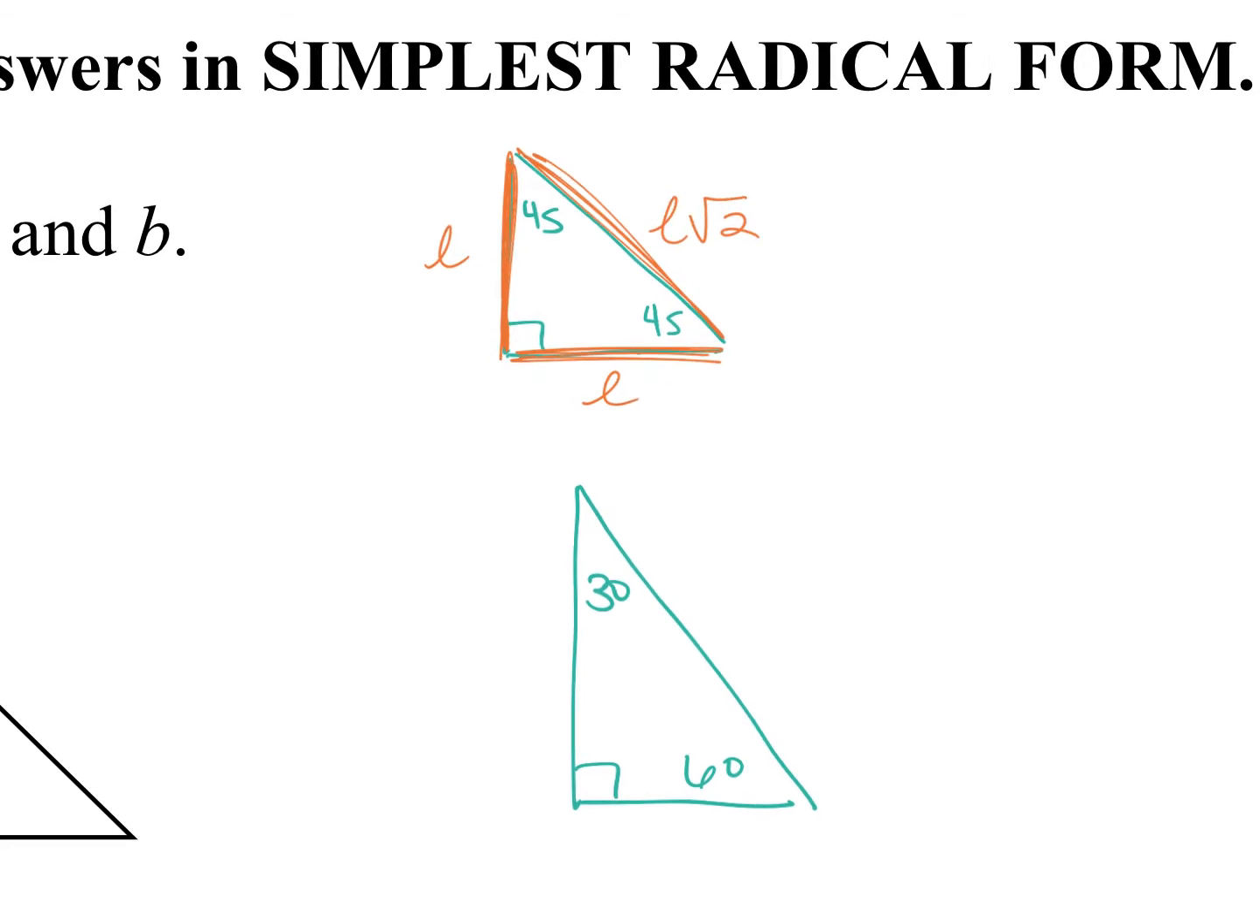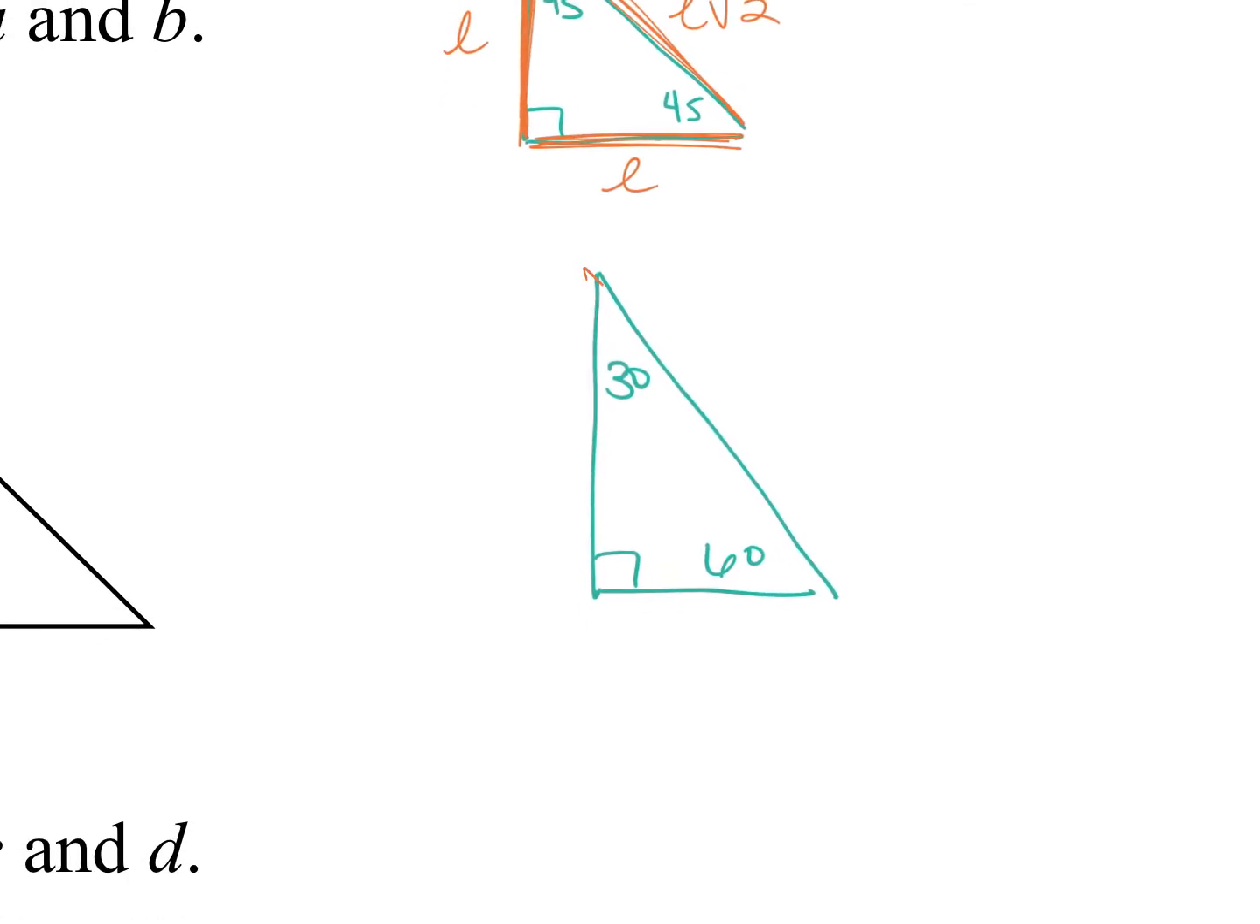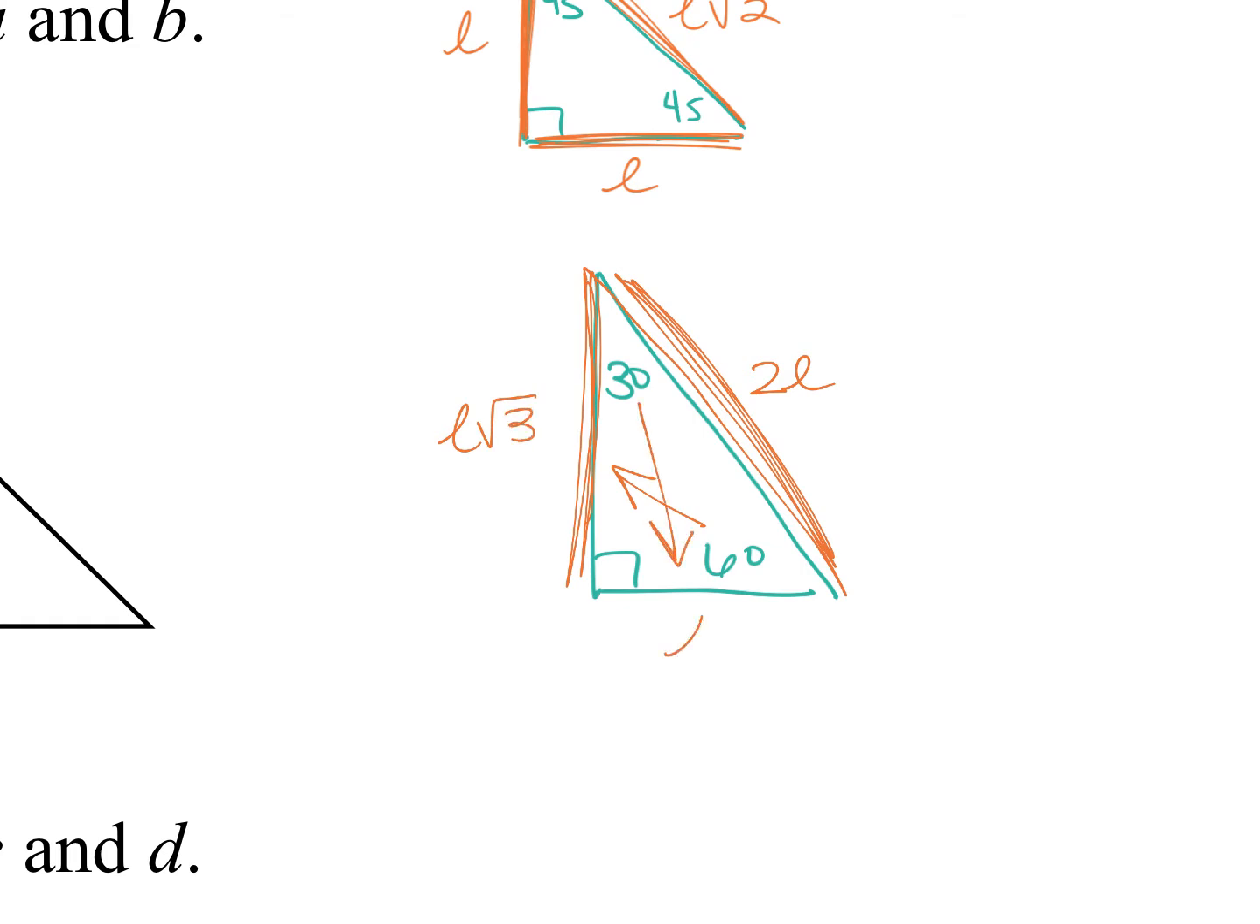Okay, 30, 60, 90. What is this side? What's the hypotenuse? 2L, right? We're doubling the length of the shorter leg. What's the side across from the 60? That's the L rad 3. And then across from the 30 is L. Okay? You need to know those. I don't give that to you on the test. You need to know that setup.